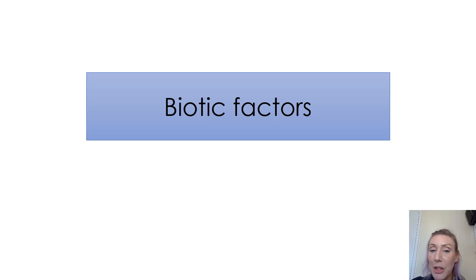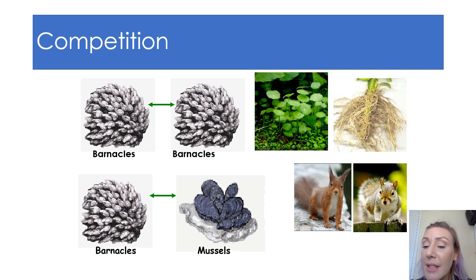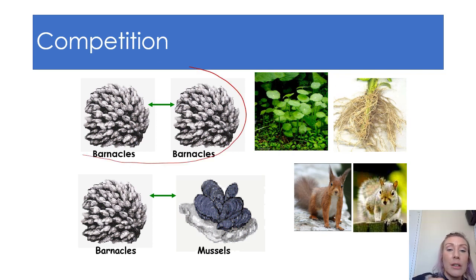Now we're moving on to biotic factors. The first biotic factor I'm going to have a look at is competition. We remember we've got different kinds of competition. We've got competition between individuals of the same species, like illustrated here, where we've got barnacles competing with barnacles. So what type of competition was that? I'm hoping you're thinking intraspecific competition, so between individuals of the same species.